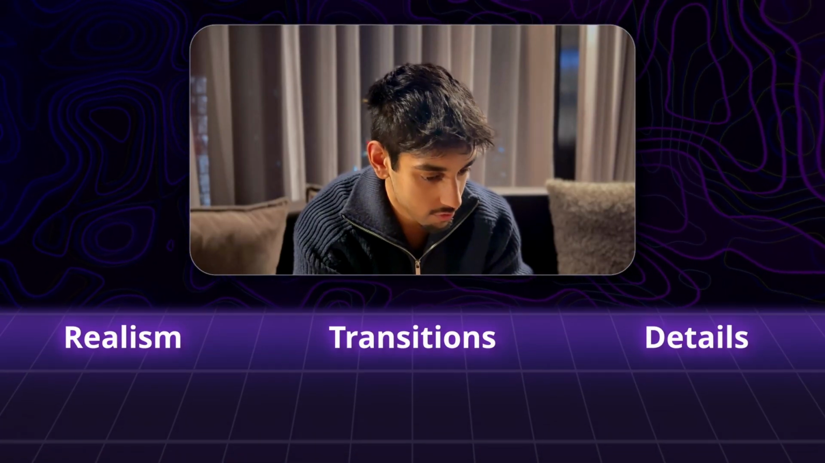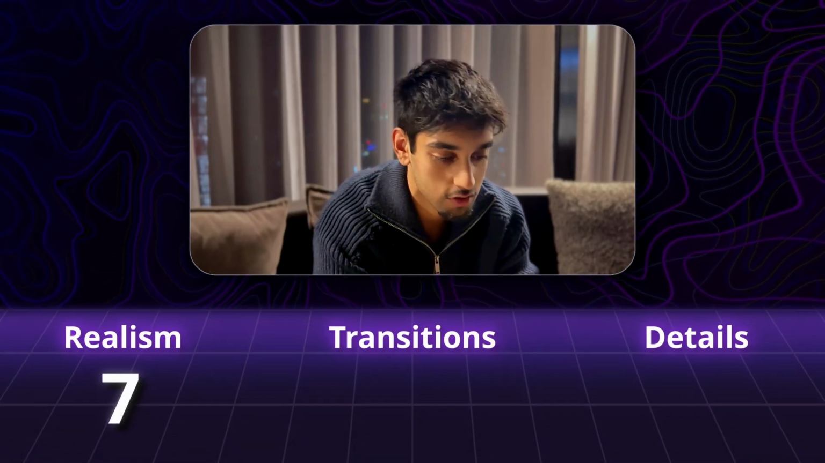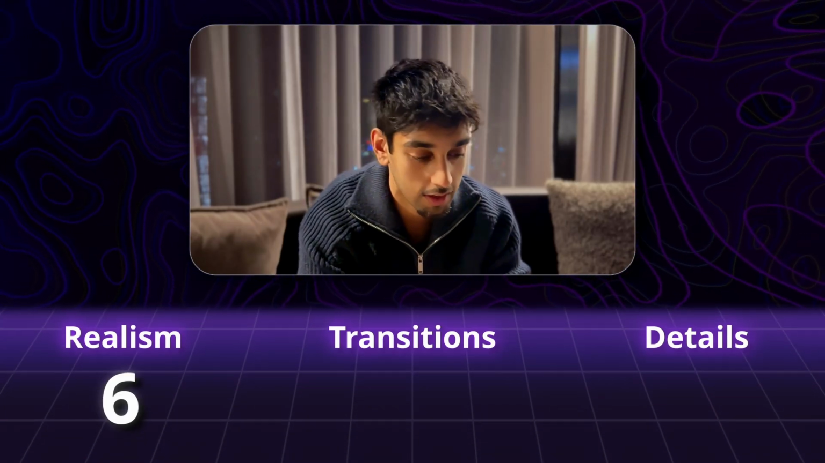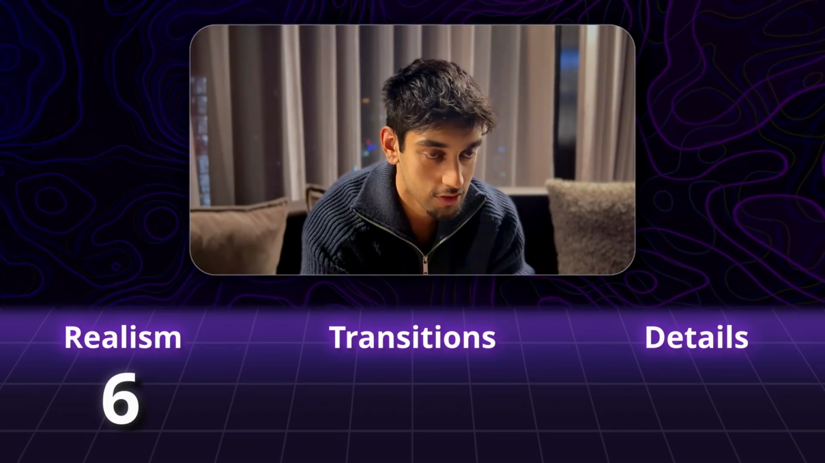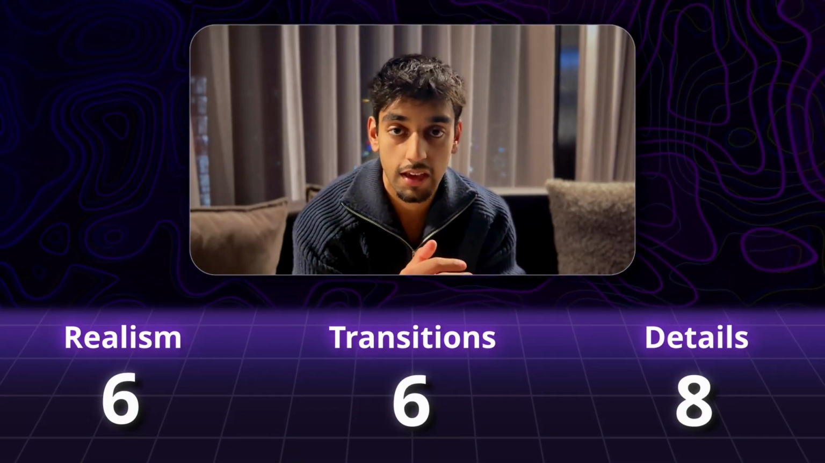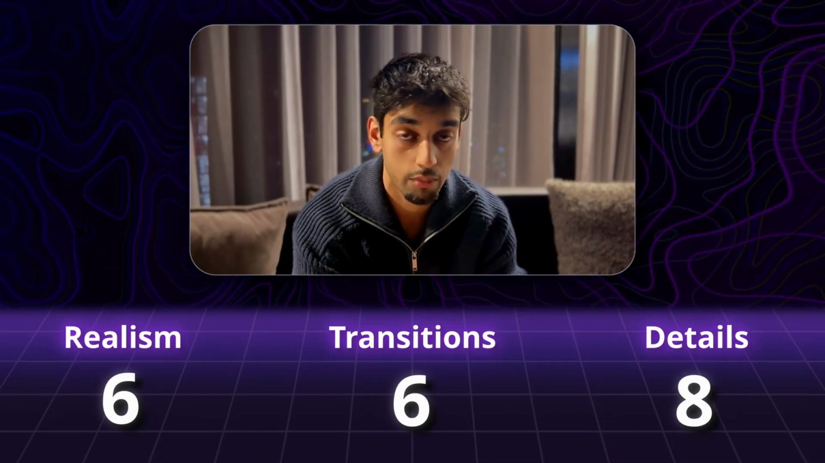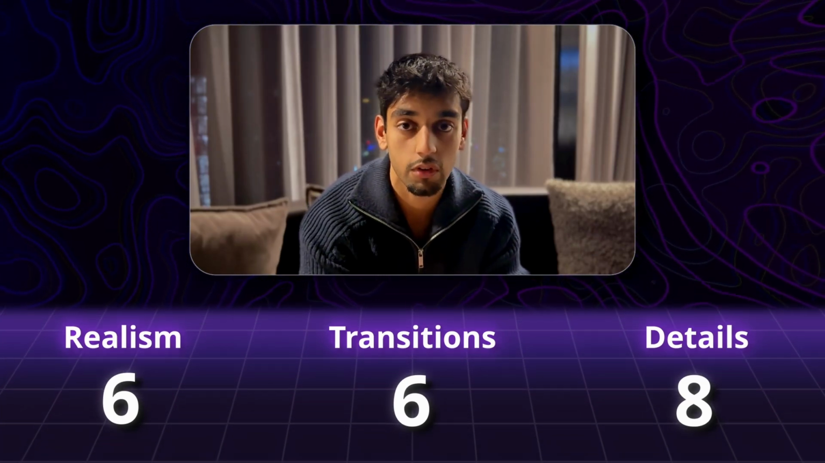Unfortunately for WAN 2.5. Realism at the start, we'll give it a 7. Actually, we'll give it a 6, only because of what happened with the hand situation there. Camera transitions, 6 as well. Brand details were good, so 8. I did like the water at the end. I think it was quite natural and a good way to showcase the watch and how a brand would actually do it. Go ahead and put water on the watch.